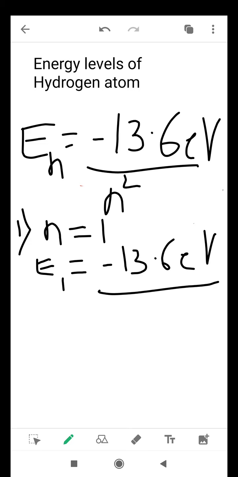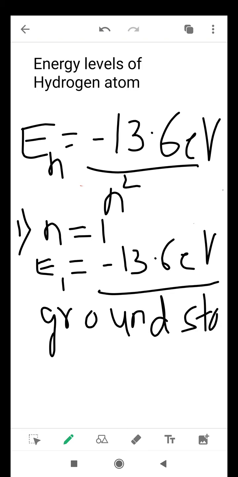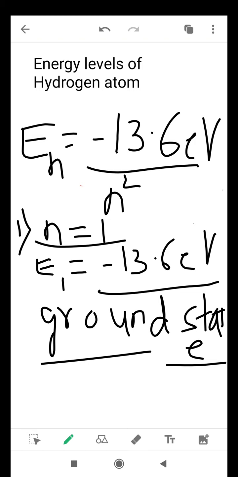When the hydrogen atom has lowest energy, the atom is said to be in the ground state. So now understand the meaning of ground state. I'll repeat, the atom is said to be in its ground state when the hydrogen atom has its lowest energy. So that lowest energy corresponds to its ground state. That is for n equal to 1. So by taking n equal to 1, we get the lowest energy, nothing but the value of the ground state energy.